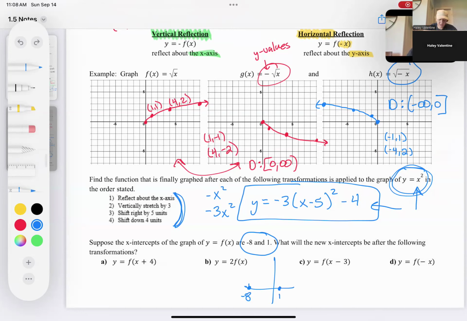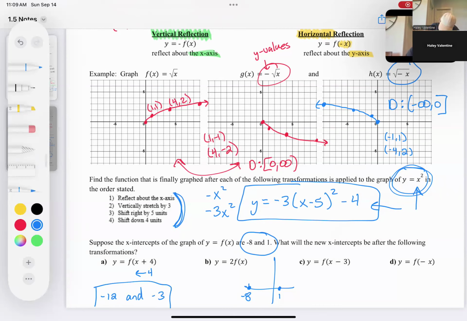So the first thing we do right here, notice you're adding on the inside, so that's a shift left 4. That would take every single ordered pair and shift it left 4, which means negative 8 would become negative 12. And if I take 1 and shift it left 4, it'd be negative 3. So negative 12 and negative 3 would be my new x-intercepts.